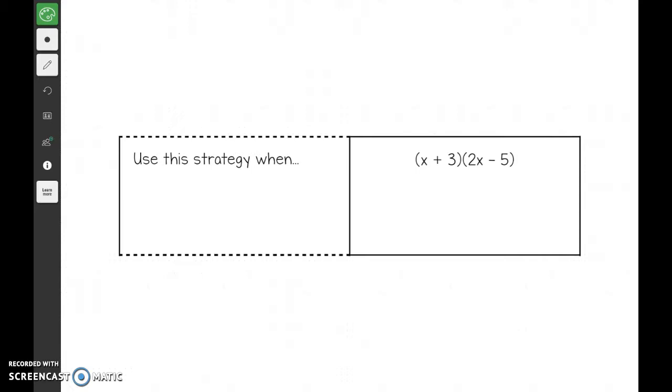So when we use this strategy, we're going to multiply a binomial and a binomial.